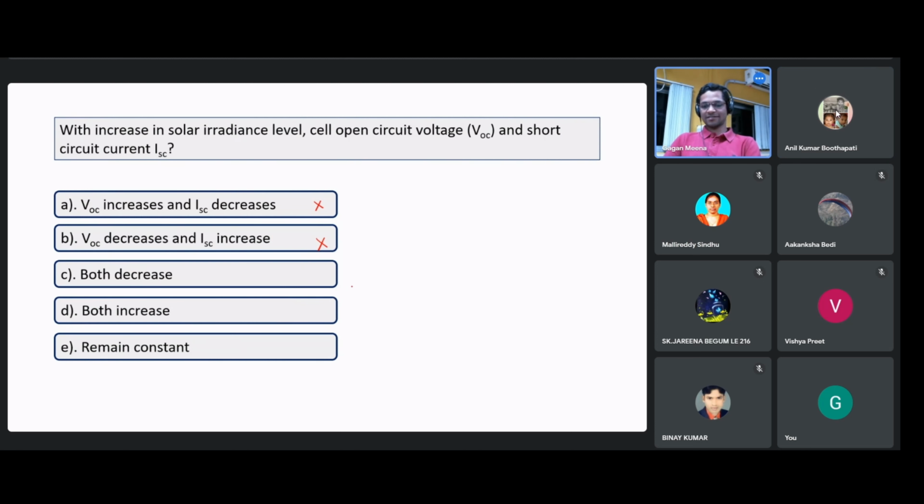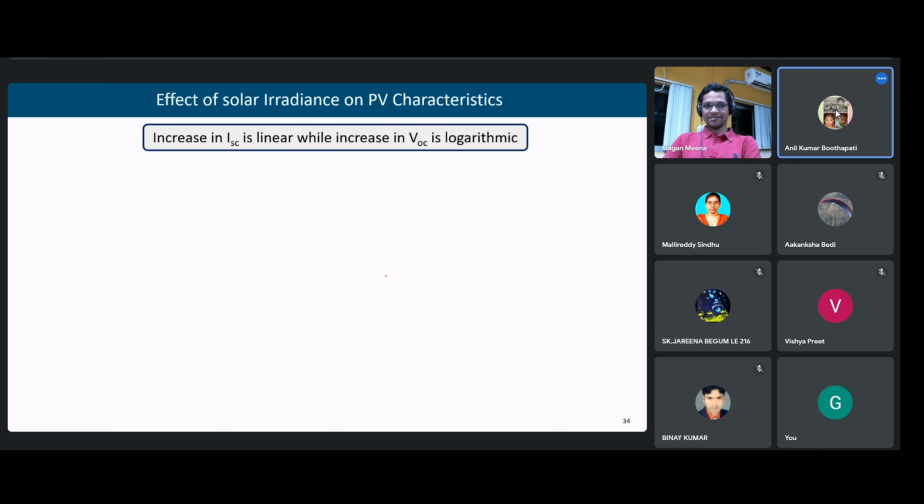Okay, let us do it. Let us see how this will happen. So the answer is that both will increase. One will increase linearly and one will increase logarithmically. Let us see how this will happen.